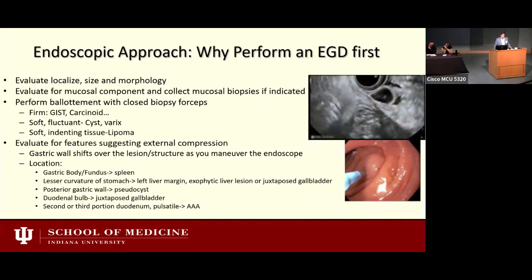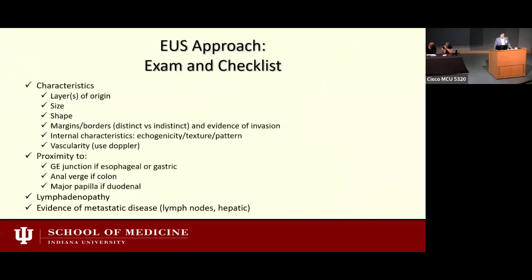And then here's an EUS image of that cystic lesion in the duodenum. When you perform your EUS, you have a checklist, and it's very important that you document all of these aspects during your EUS exam. You want to describe the layer of origin, its size, its shape, the borders and margins, and its internal characteristics with reference to echogenicity, texture, and pattern. Is it vascular? Use Doppler to evaluate it.